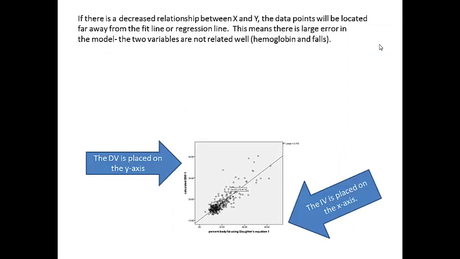If there's a decreased relationship between x and y, the data points will be located far away from the fit line or the regression line. This means that there's large error in the model. The two variables are not related. If we had run a fit line for hemoglobin and fall risk, we would not have seen a cluster so close.